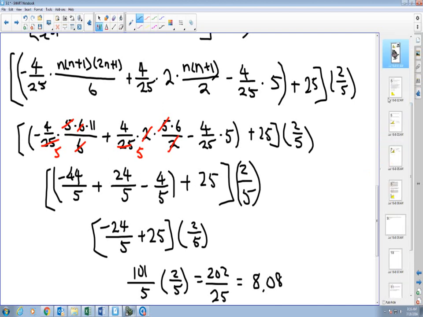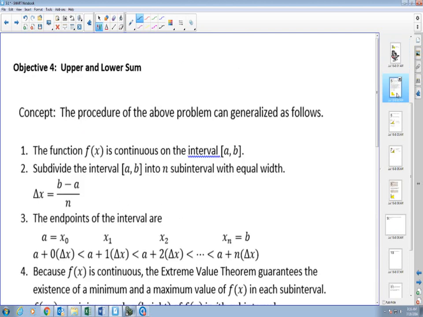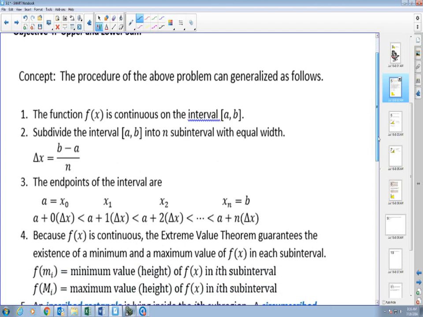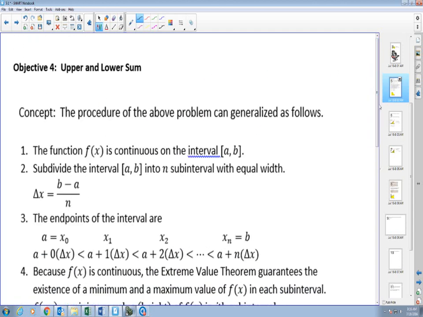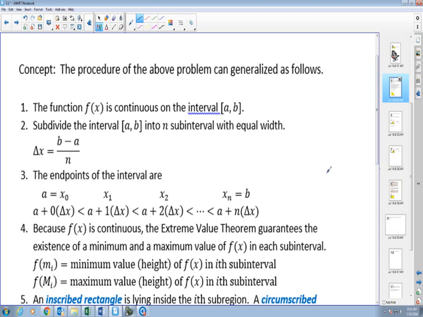Now let's take a look at the concept called the upper sum and lower sum. The procedure that we went through earlier can be generalized as follows, and that will lead to what we call the upper sum and lower sum. First things first, our function f of x has to be continuous on our closed interval from a through b. Subdivide the interval a through b into n subintervals with equal width.